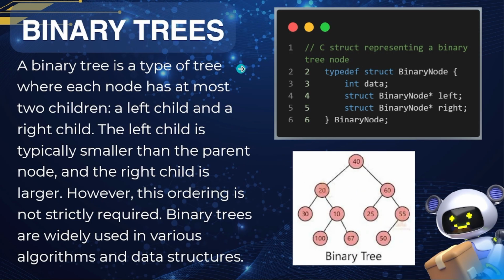So binary tree. Binary tree is a type of tree where each node has at most two children. So a left child and a right child. The left child is typically smaller than the parent node, and the right child is larger. However, this ordering is not strictly required. Binary trees are widely used in various algorithms and data structures.